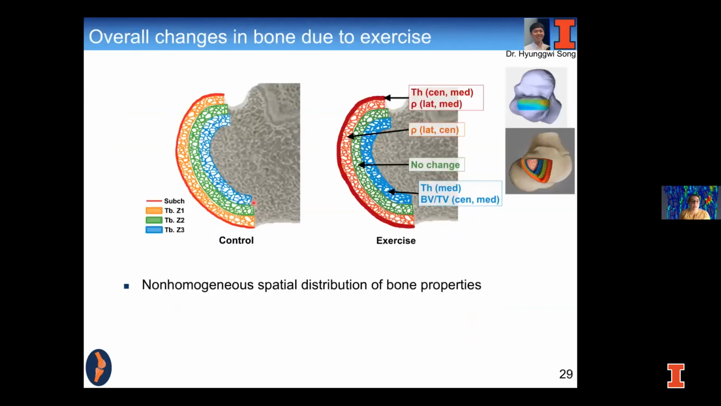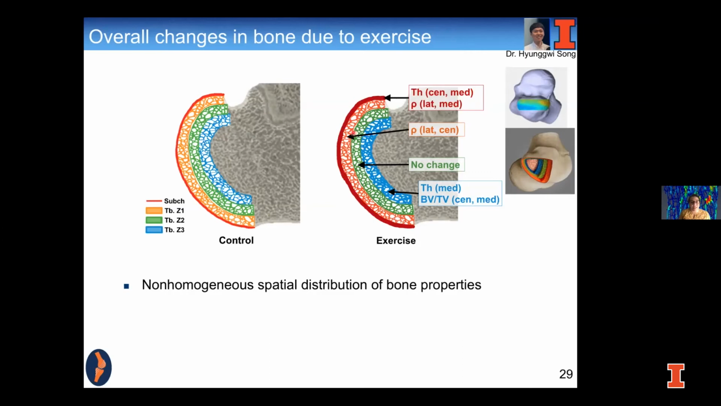So let me give you an overview of what these results really mean in terms of the different layers. So here we're showing our example of a control, just a general cross-section. And so we have the subchondral bone shown in red, the next layer of zone in orange, green, and blue, and so on. And essentially the effect of exercise was that we saw increases in both thickness and density in the subchondral bone closest to where the load was applied.